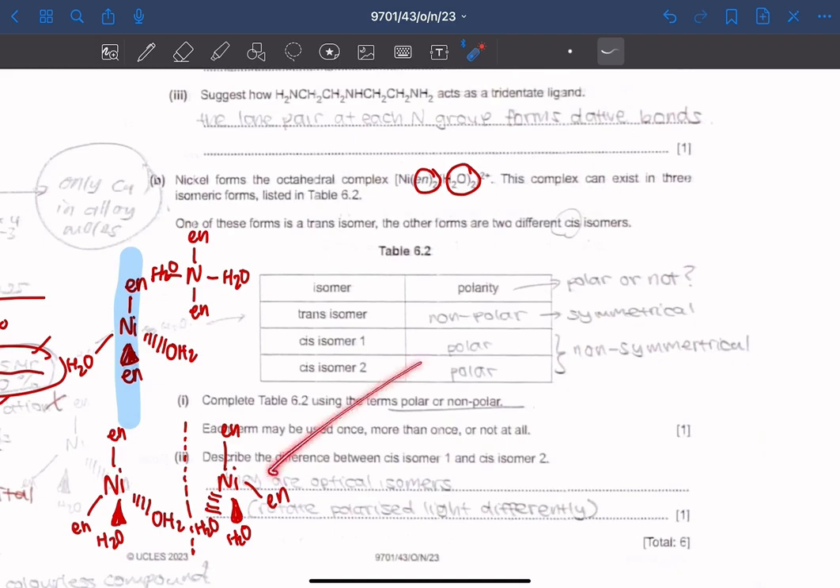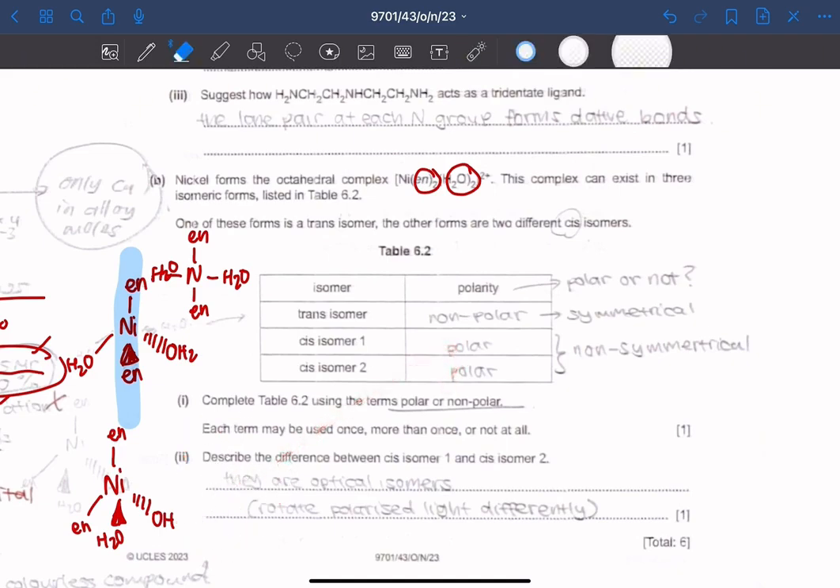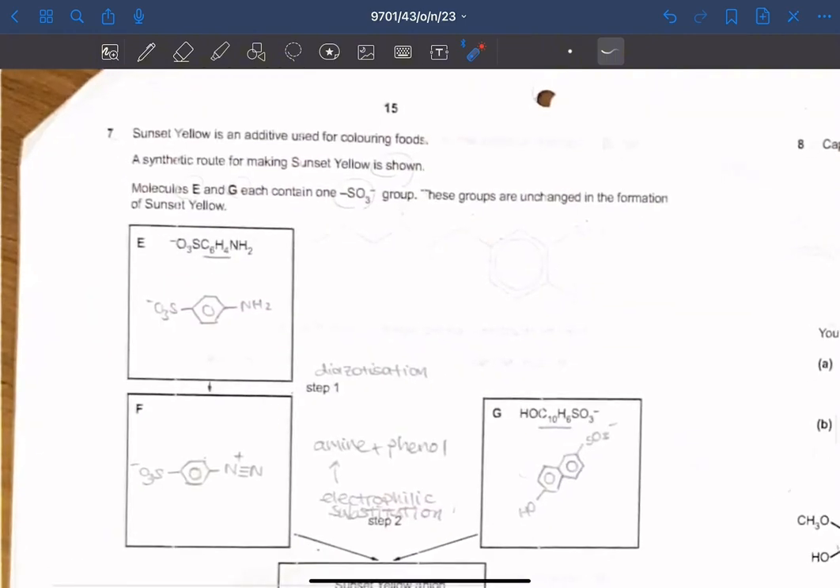Okay, next, II. Describe the difference between cis isomer 1 and cis isomer 2. Like just now, I drew the reflected version. So they are actually both optical isomers. They rotate plane-polarized light differently. So one rotates clockwise, the other rotates anti-clockwise. Okay, next question, number 7.